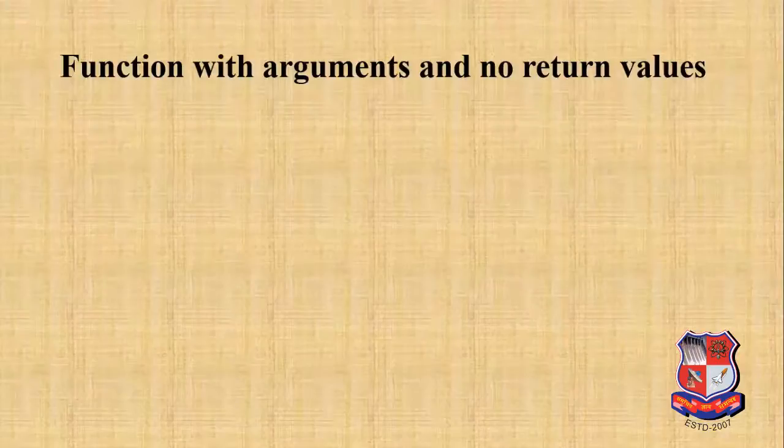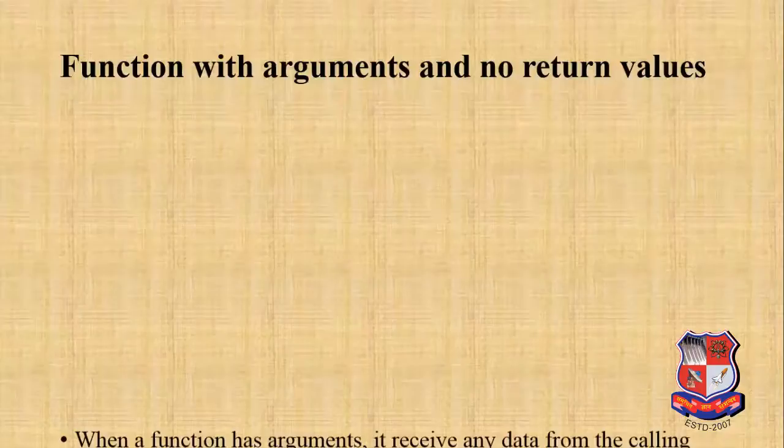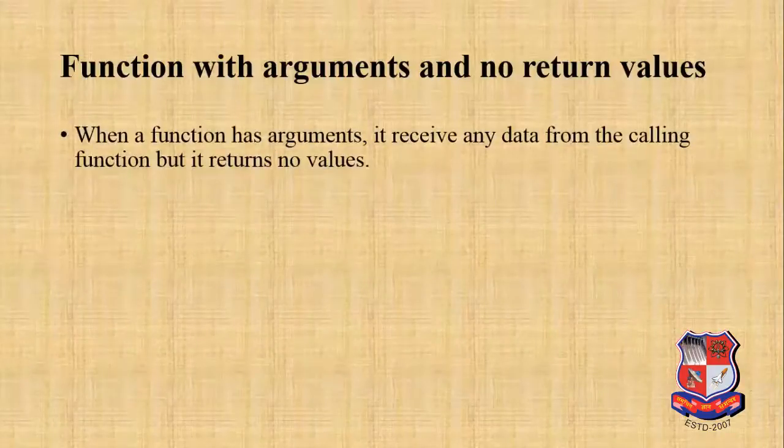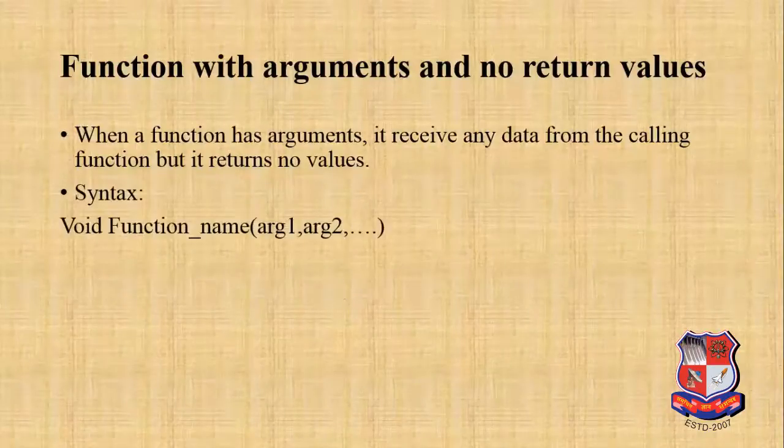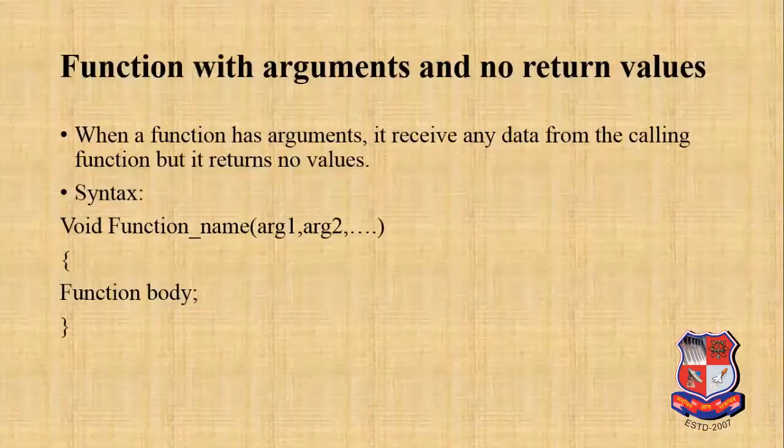So now next type is function with arguments and no return value. This type of function will have arguments and will not return any values. When a function has arguments, it receives data from the calling function, but it returns no values. And the syntax is void, as we are not giving any return, so we will write void as return type, then function name, and in the brackets we will write arguments and function body, and that's it. But let's take an example.